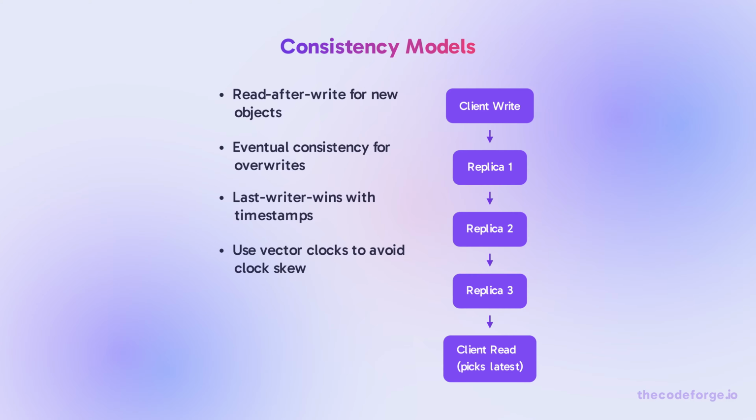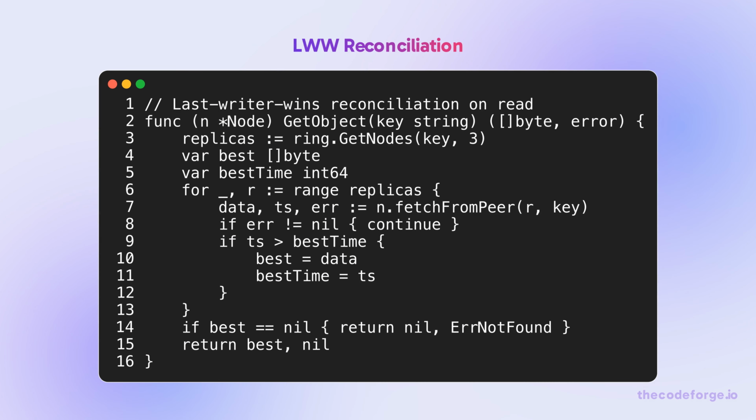Object storage often promises read-after-write consistency for new objects, but eventual consistency for overwrites. In practice, use a last-writer-wins strategy with wall clocks. Each replica stores a version timestamp. When reading, the client fetches from all replicas and picks the latest version. This code shows last-writer-wins reconciliation. It fetches from all replicas and picks the one with the latest timestamp. Simple, but relies on clock synchronization.